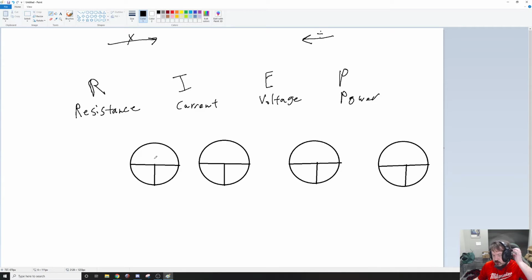So, the magic circles. The way they work, and I think I covered them a little bit last week, you cover up the value that you're looking for.